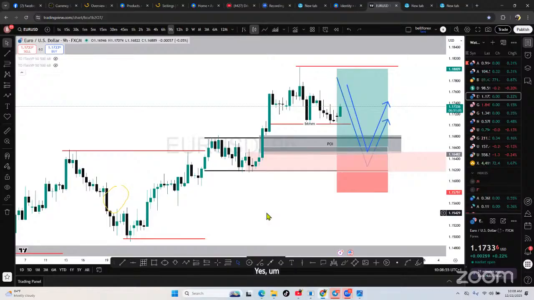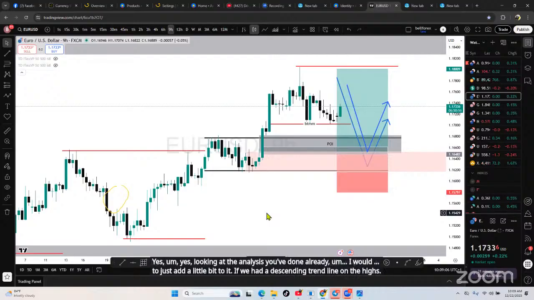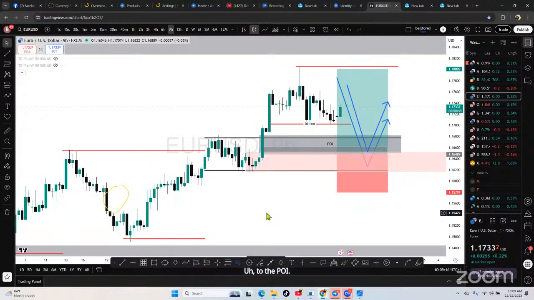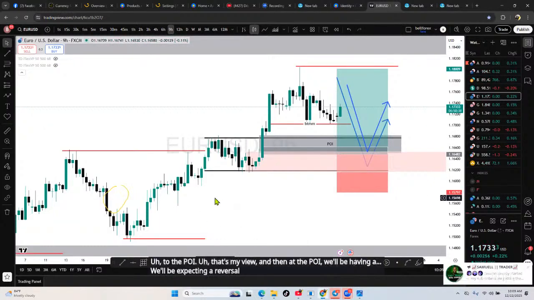Yes, looking at the analysis you've done already, I would like to just add a little bit to it. If we had a descending trend line on the highs down to the BTMM, then we should be looking forward to a breakout to the downside to the POI. That's my view. And then at the POI, we'll be expecting a reversal to the upside to take longs in the market.